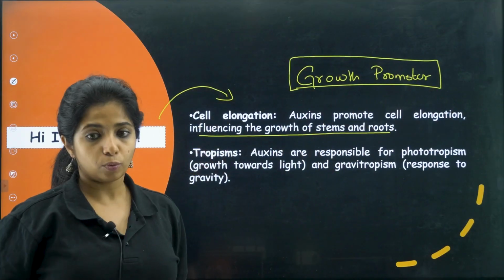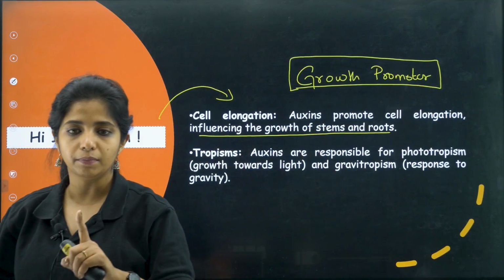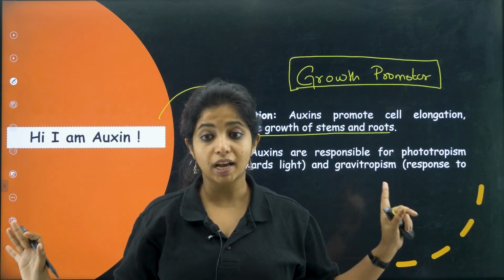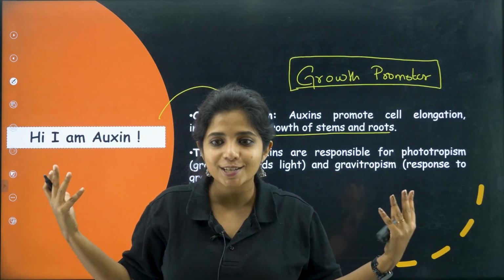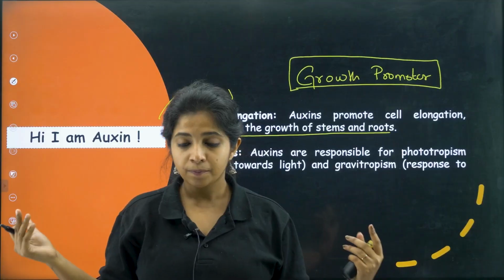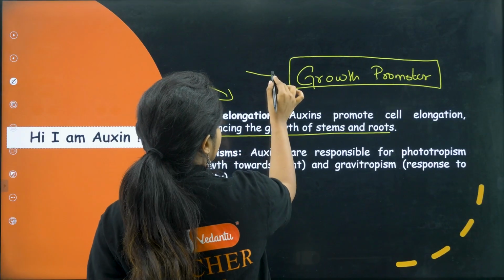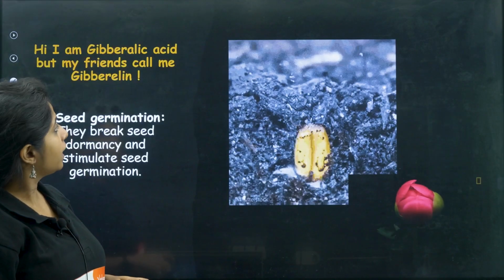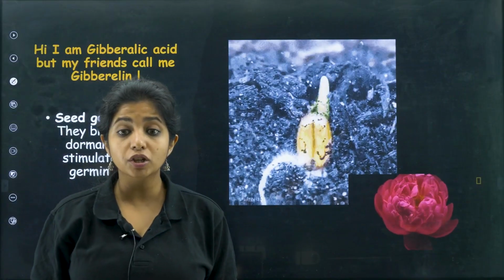There are two categories of hormone. One is growth promoter, another one is growth inhibitor. Auxin comes under growth promoter because, as you can see, it is helping in cell elongation and tropic movements and stuff like that. So it is an example of what? Growth promoter. Now if you go ahead, we have gibberellin or gibberellic acid.